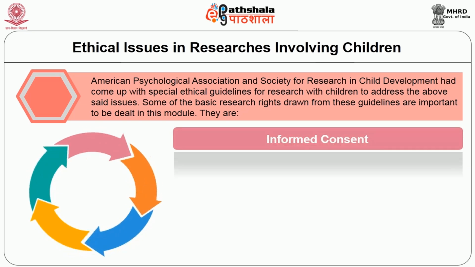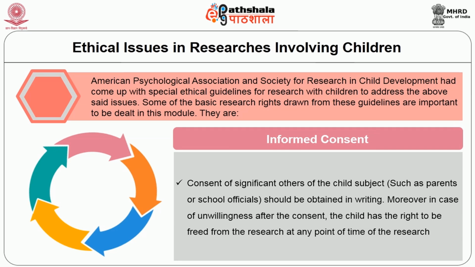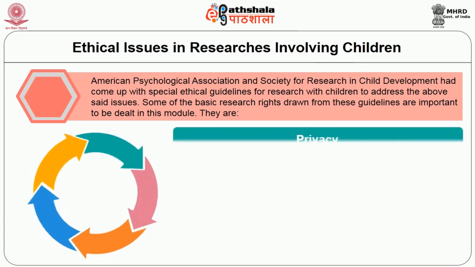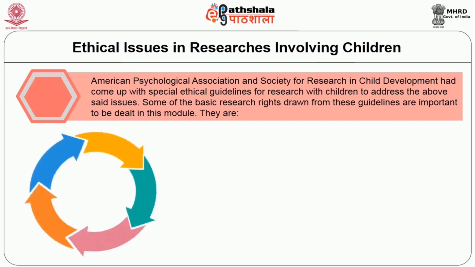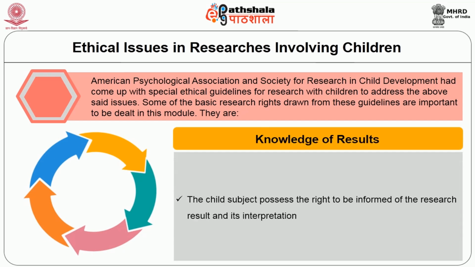Second is informed consent. Consent of significant others of the child subject, such as parents or school officials, should be obtained in writing. Moreover, in case of unwillingness after the consent, the child has a right to be freed from the research at any point of time of the research. Third is privacy. The identity of the subject shall be concealed if the subject feels so. The fourth one is knowledge of results. The child subject possesses the right to be informed of the research results and its interpretation.